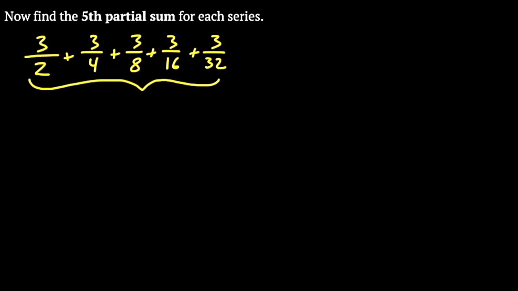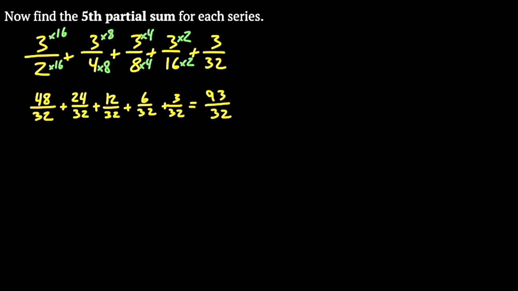So here's our first series again written out. If I wanted to add all these fractions, I would need to get common denominators, and they're all powers of 2. So if I multiply all these numbers in order to get up to 32, that should work out pretty nice. So I'll multiply the first fraction by 16 over 16, the second fraction by 8 over 8, the third fraction by 4 over 4, and then this last one by 2 over 2. So if you add all those up, you'll get 93 over 32, and that's our 5th partial sum. That's what the first 5 terms added up equal.